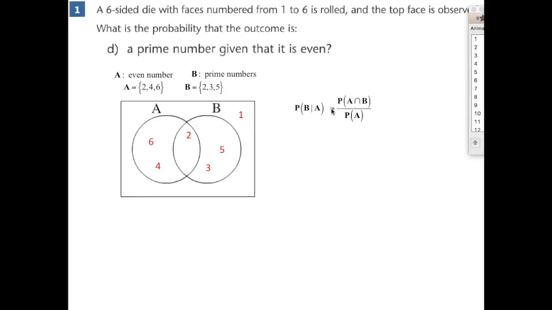The probability of B given A is the probability of the intersection of A and B divided by the probability of A. A intersection B is just the 2, so that's one number out of 6. So that's 1 out of 6. The probability of A, there's 3 numbers out of 6, so 3 out of 6. 1 out of 6 divided by 3 out of 6 is 1 out of 6 times the reciprocal of the dividing fraction, so that's times 6 over 3. The 6's are going to cancel, and we're going to get 1/3 as our result.